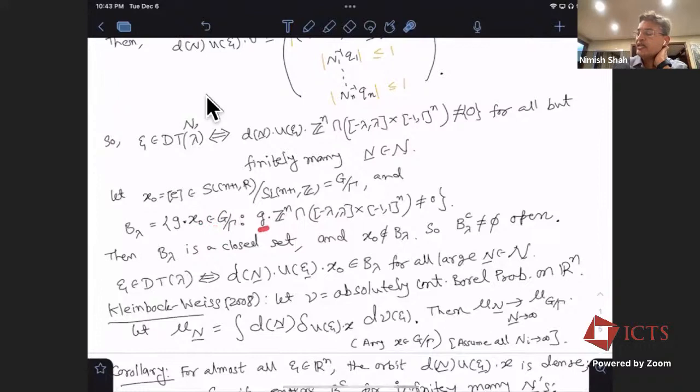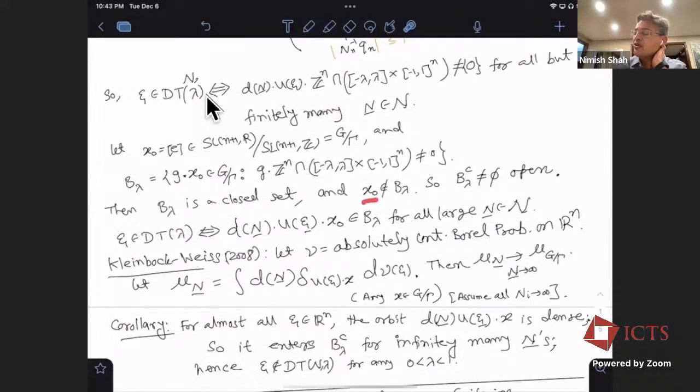So that when you take this linear transformation g applied to Z^n, you would like that to intersect this set in a non-zero element. Then B_lambda is a closed subset of G mod gamma because this is a kind of closed condition. And x_0 does not belong to B_lambda because x_0 is equal to Z^n, and in Z^n you cannot have an element inside negative lambda to lambda in the first coordinate.